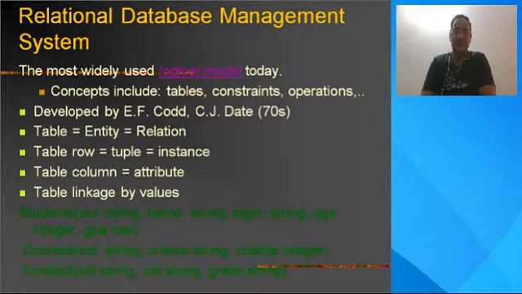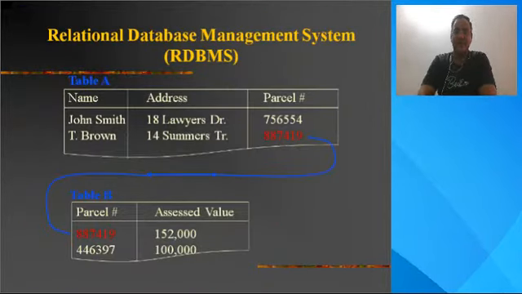So the table will be identified by the entity, and the entity will be identified by the relations. A table row is a tuple, and a tuple is an instance. The column is an attribute, and the linkage is by the values.